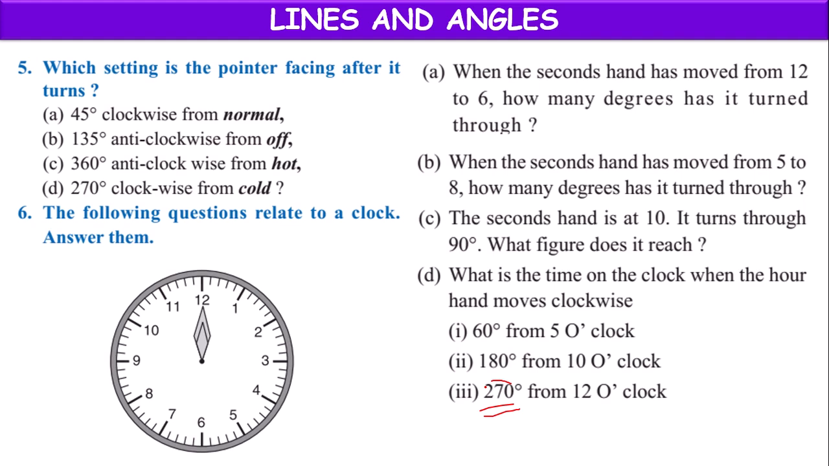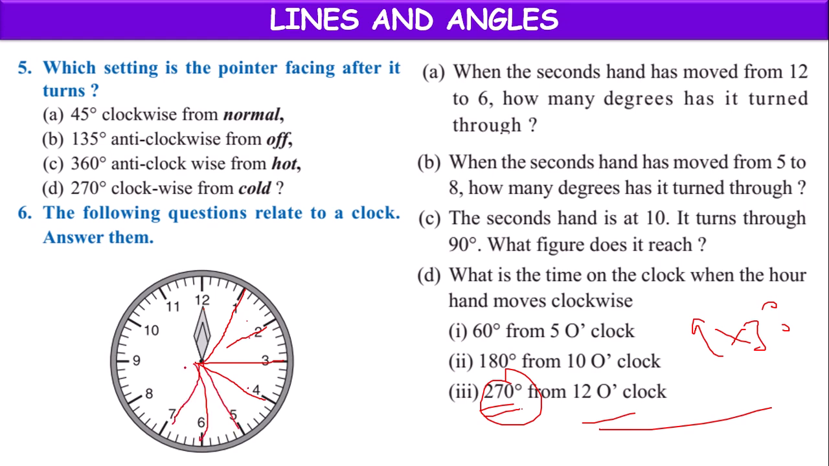Next, 270 degrees from 12 o'clock. From 12 o'clock, 1, 2, 3, 4, because 270 means 9 into 30. 30 parts it has to cover. 4, 1, 2, 3, 4, 5, 6, 7, 8, 9. It will be at 9.